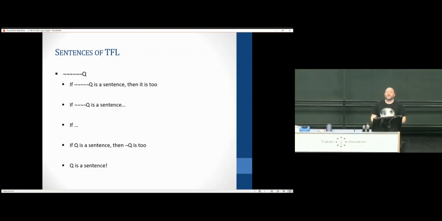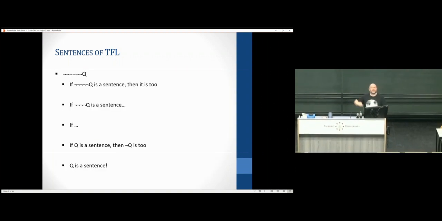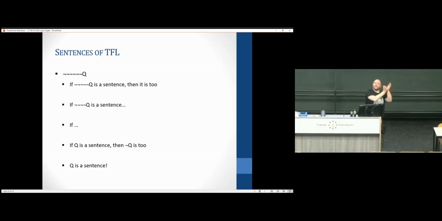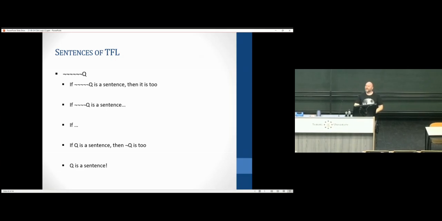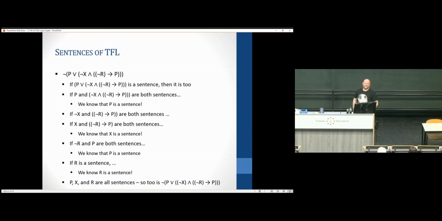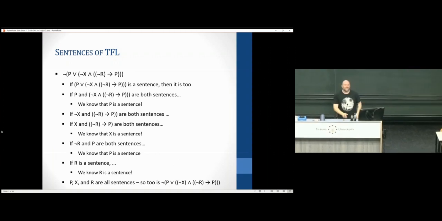So this obviously is a little bit jokey. This is an easy one. You literally just keep snapping the negations until you get down to Q. Let's go with a slightly more complex sentence. Sorry, gave the game away. Here's a rather hideous looking beast.